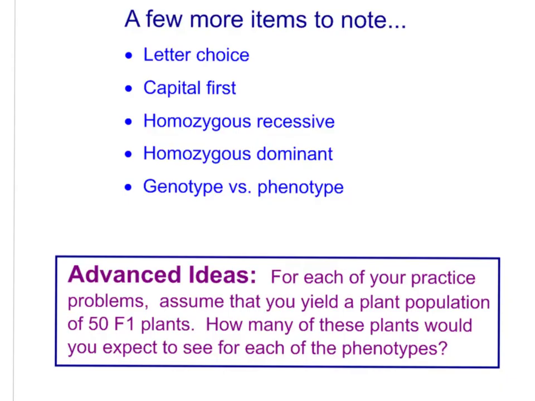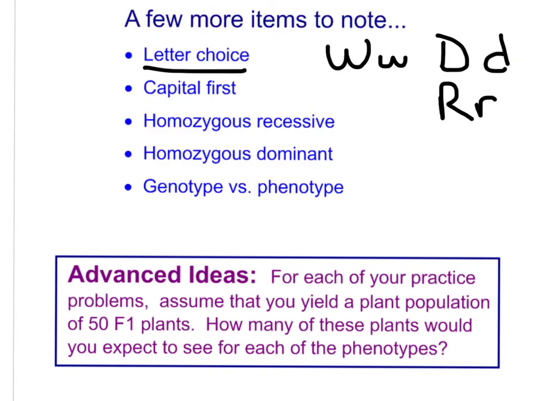A few more items to note before we end this section. Letter choice. When you choose letters, just keep in mind that letters such as W are really hard to distinguish a capital from a lowercase. A letter like D would be much easier, or R, where you can actually distinguish them from each other. S is another really bad one because it's hard to tell when you start filling in your Punnett squares whether it's a capital S or a lowercase s. So try to pick letters that look a very different shape from each other, from the capital to the lowercase.